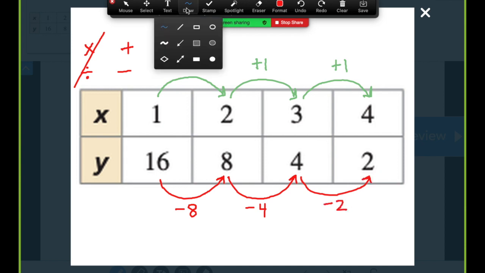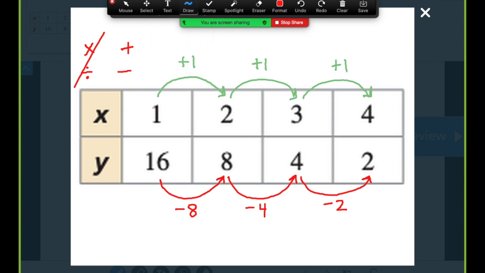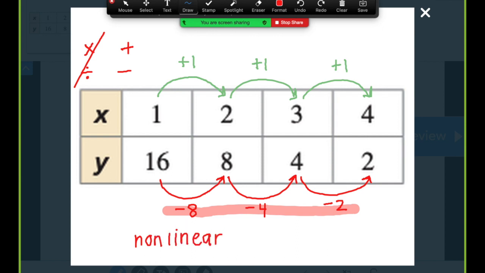So although the top side is consistent with adding by 1, the bottom numbers for the y-coordinates are inconsistent. They are not the same number that's being subtracted. So because of that, we have to say that our answer is a non-linear function.